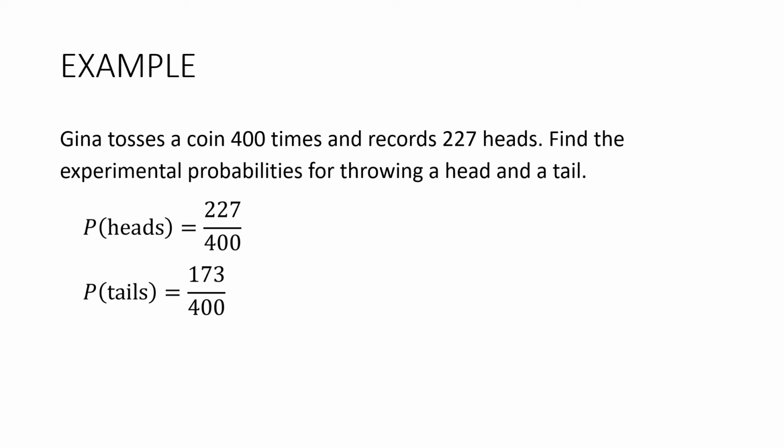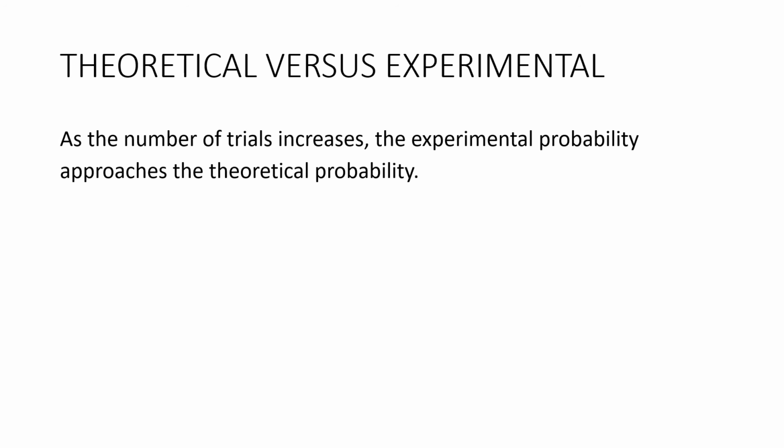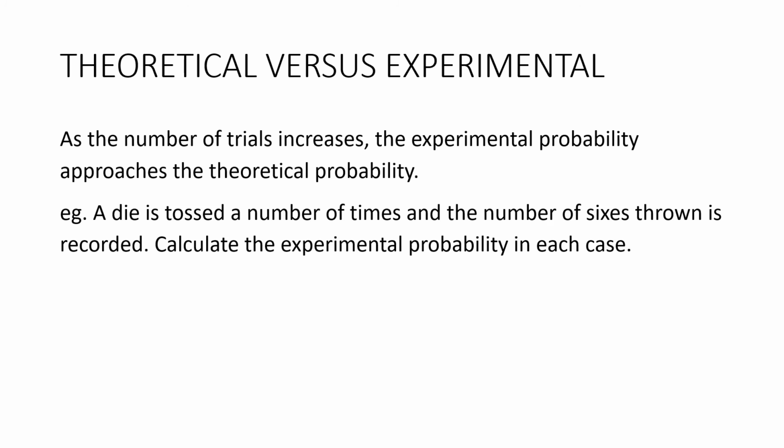Now the theoretical probability in this case is a half. So out of 400 trials, we'd be expecting 200 heads and 200 tails. So you can see in this case, the experimental probabilities and the theoretical probabilities don't match. But here's the thing. As the number of trials increases, the experimental probability approaches or gets closer to the theoretical probability. Have a look at this experiment.